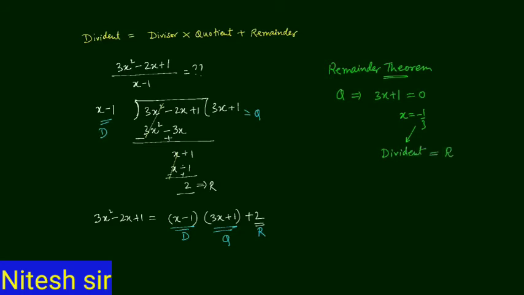It means whatever the polynomial is given to us, so what will come? Dividend is always equal to the remainder.